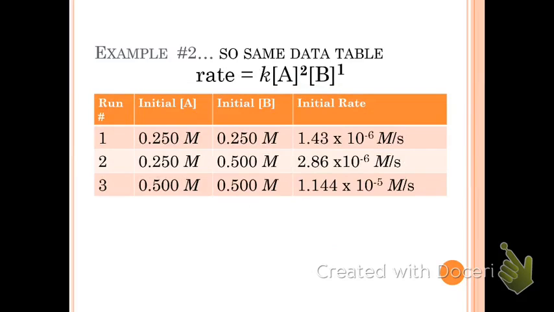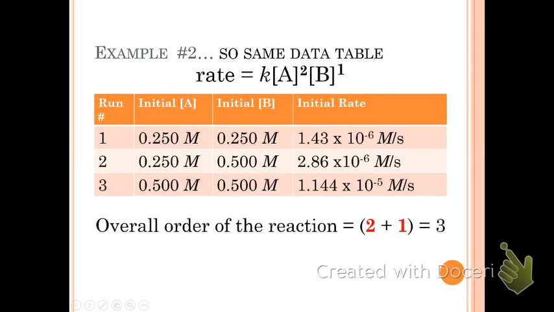That being done, we are going to look at the exponents of our rate law. A is to the second power, B is to the first power. That gives us our overall order, which is going to be equal to 2 plus 1, which is 3. So our overall order of the reaction is 2 plus 1, which equals 3.